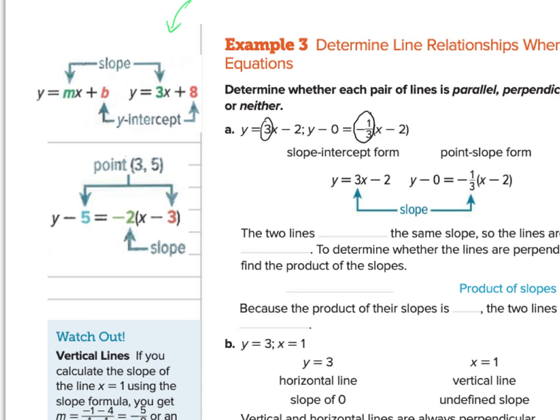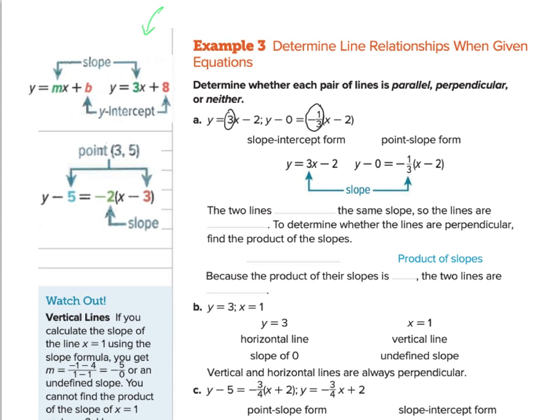So I can take those two numbers, the two lines. Do they have the same slope? They do not. They do not have the same slope looking at them. So the lines are not parallel.